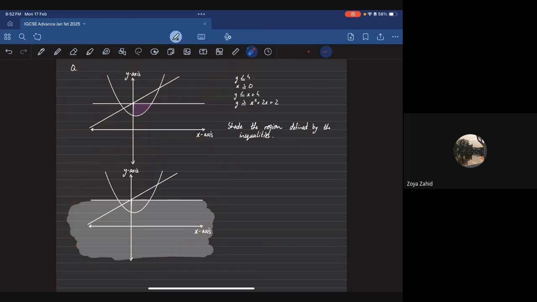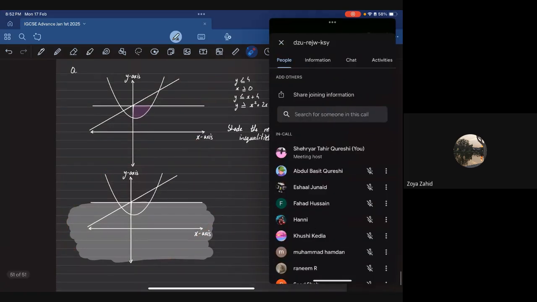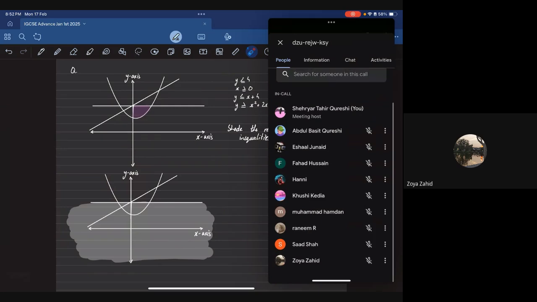I thought Zoya was going to ask me what is my favorite color. It's all right. Yes, Khushi, what about you? Yes, sir, I'm done. All right, Khushi. Tell us your answer.